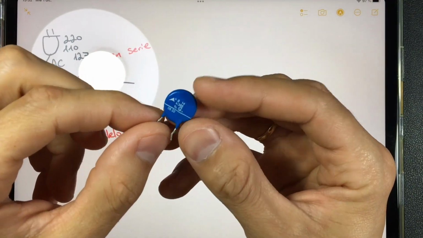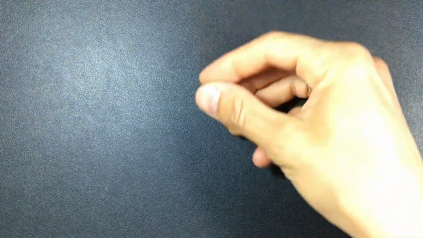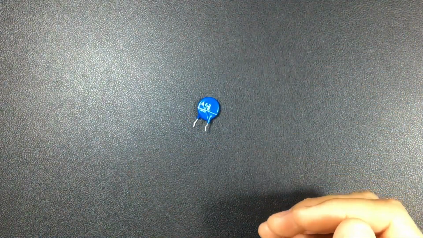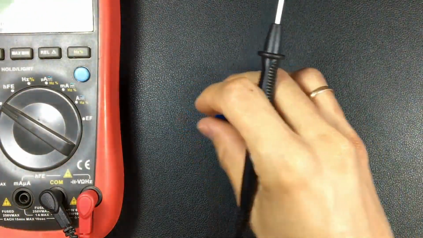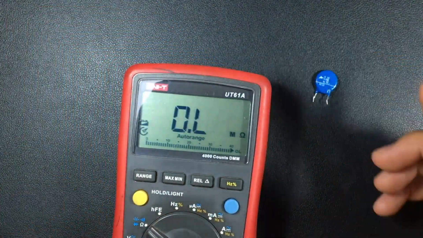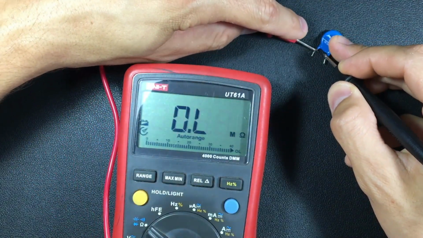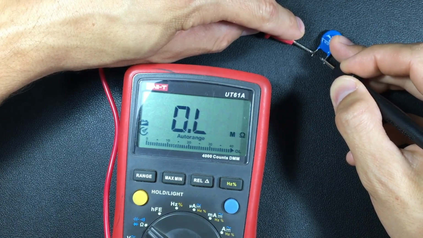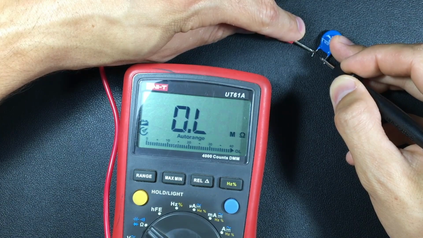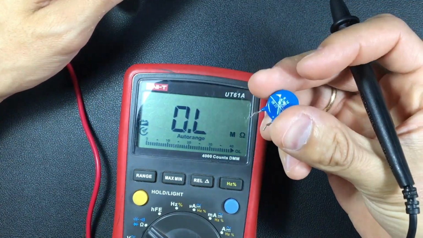But how do we know that it is in good condition? This is easy because the component has to be open, so to speak, it doesn't have to produce continuity. We put the multimeter in continuity, we measure its connectors, and the result has to be open line or several megohms, perhaps 10, 20 megohms, or open line as in this case. This is in good condition. You will find it in blue or yellow.